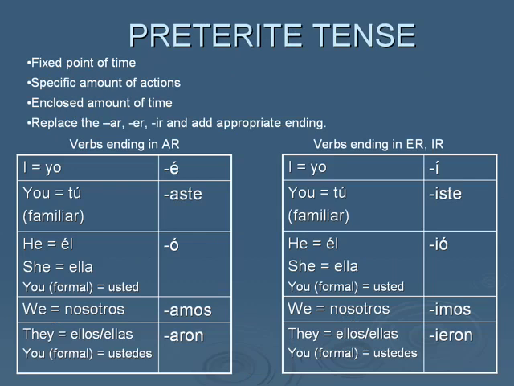The preterite tense, it's a specific amount of actions in a closed amount of time and at a fixed point of time. Like the present, you drop the AR, ER, and IR, and you add the appropriate ending. These are the endings for most of the verbs in the preterite tense. Again, there's going to be irregular verbs.